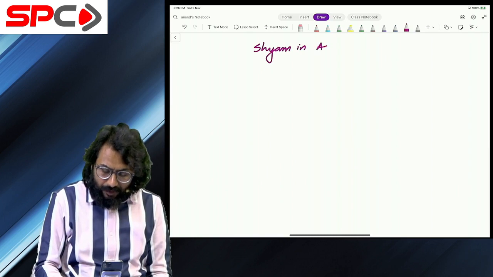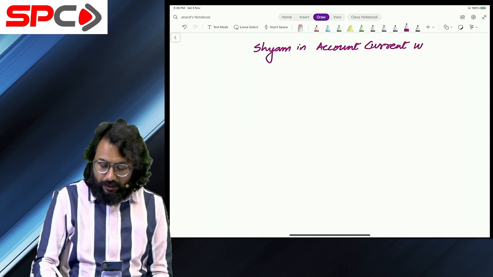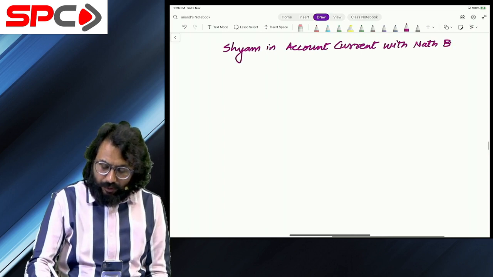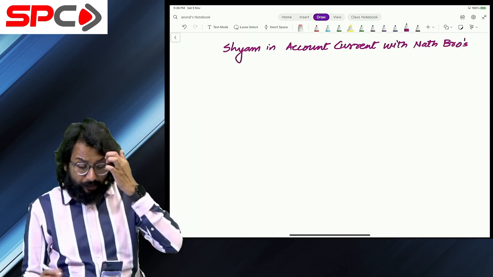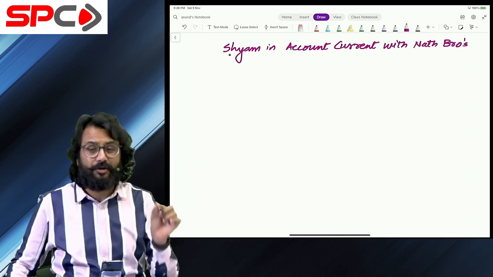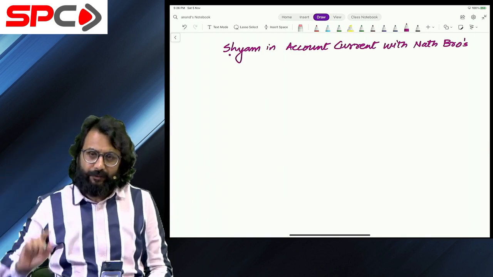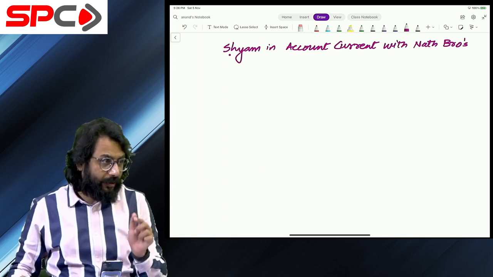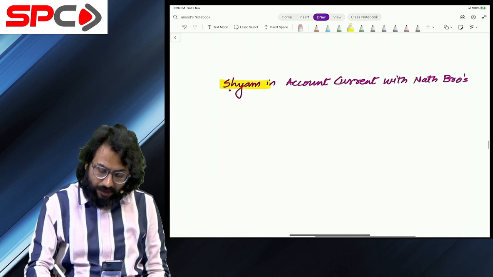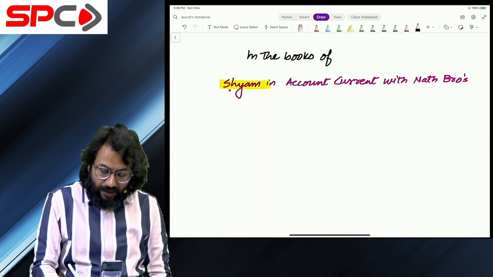Sham in account current with Nath Brothers. Please focus, everyone. No one is going to hurry. Whenever somebody writes Sham in account current, the examiner will not tell you in whose books. He will tell you Sham in account current with Nath Brothers. The name which comes first, you are creating the account of him. The word "of" means you have to make his account. So you are creating the account of Sham, and you are in the books of Nath Brothers. So can I not write in the books of Nath Brothers?